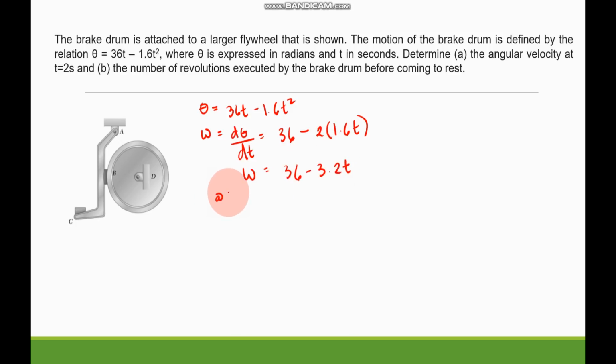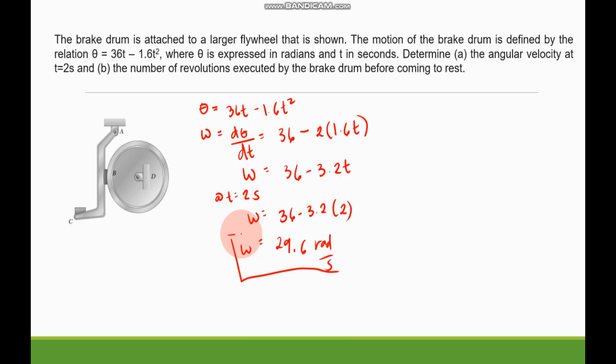So at t is equal to 2 seconds, our angular velocity is equal to 36 minus 3.2 of 2. So the angular velocity at 2 seconds is equal to 29.6 rad per second. So our angular coordinate is expressed in radians and time in seconds, so our angular velocity is in rad per second. So this is our answer for letter A.